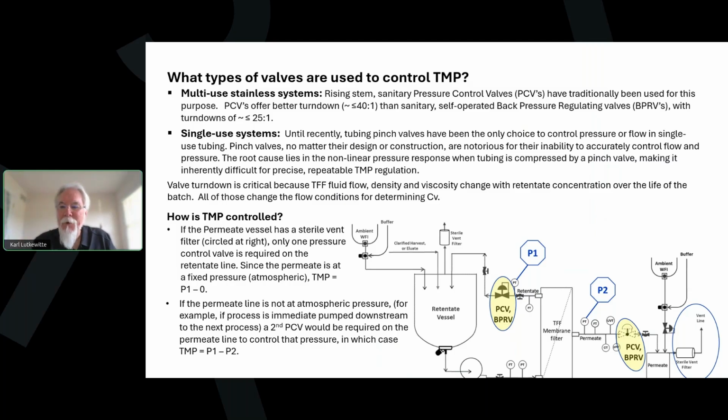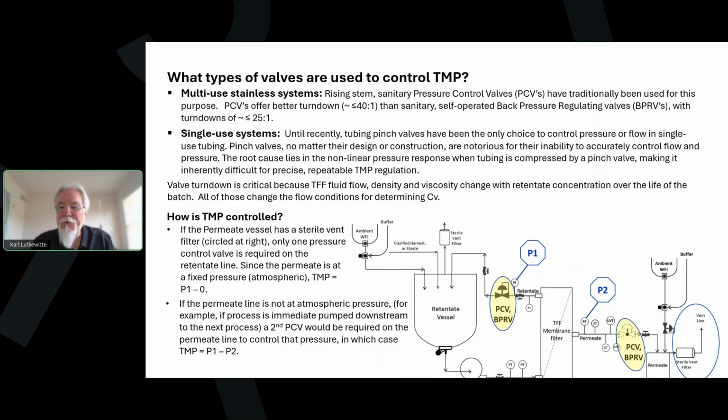So how many valves are needed and where are they placed in this system? That again depends upon the system design. If the permeate goes into a holding vessel, like it's shown here in this illustration, and that holding vessel has a sterile vent filter, as I'm showing here, the transmembrane pressure will be P1, the retentate pressure, minus 0, because if my permeate is vented, the permeate pressure is going to be 0. So my TMP is going to be basically what my retentate pressure is.